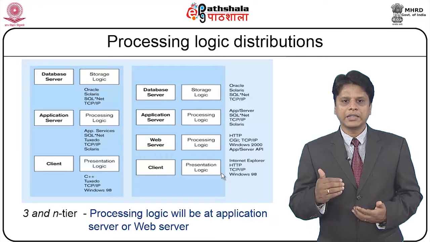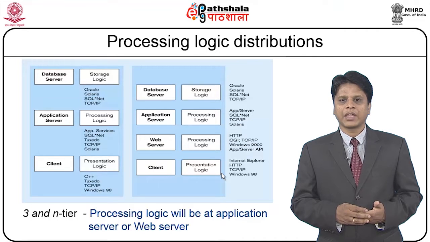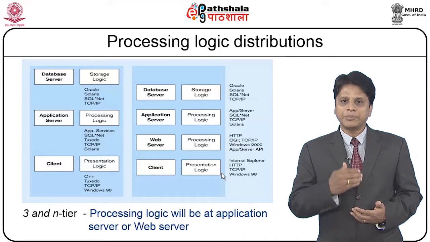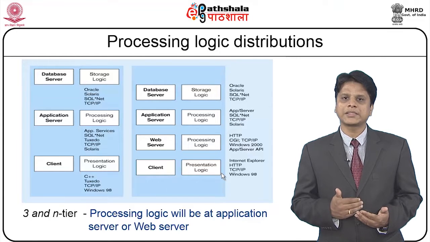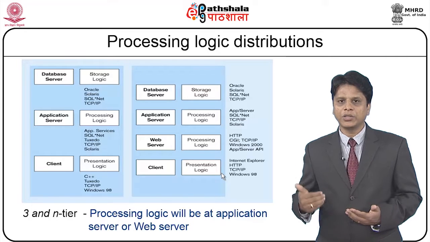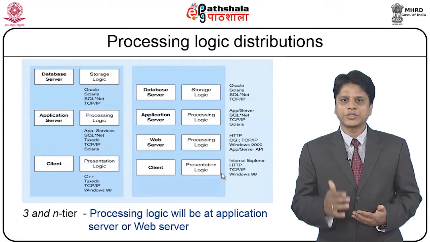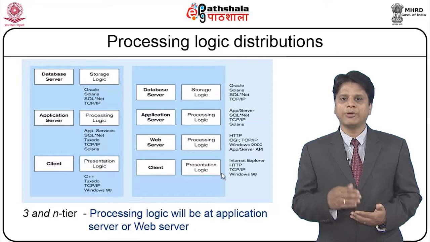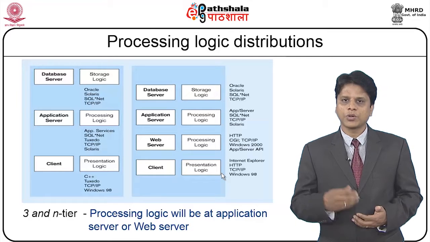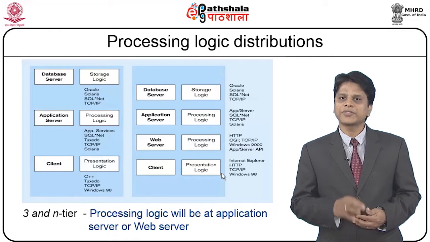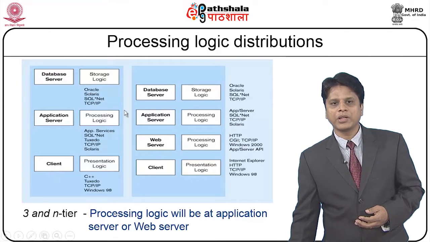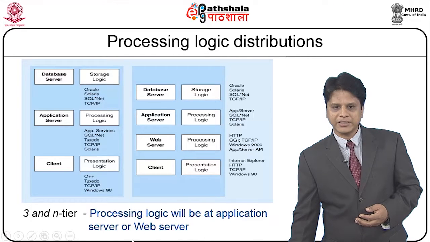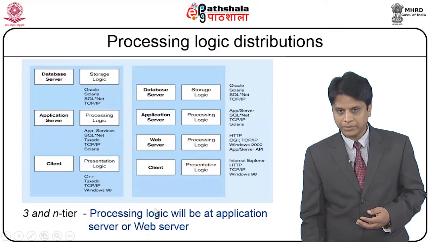Not only that, at the application server I will be doing the business logic, writing most of the queries, and that will also be taken to the client. And at the database storage server logic I will be looking after Oracle, Solaris and anything responsible for storage and retrieval. So this represents a clear link between a three-tiered and an n-tiered architecture, where the processing logic will be at the application server or at the web server.